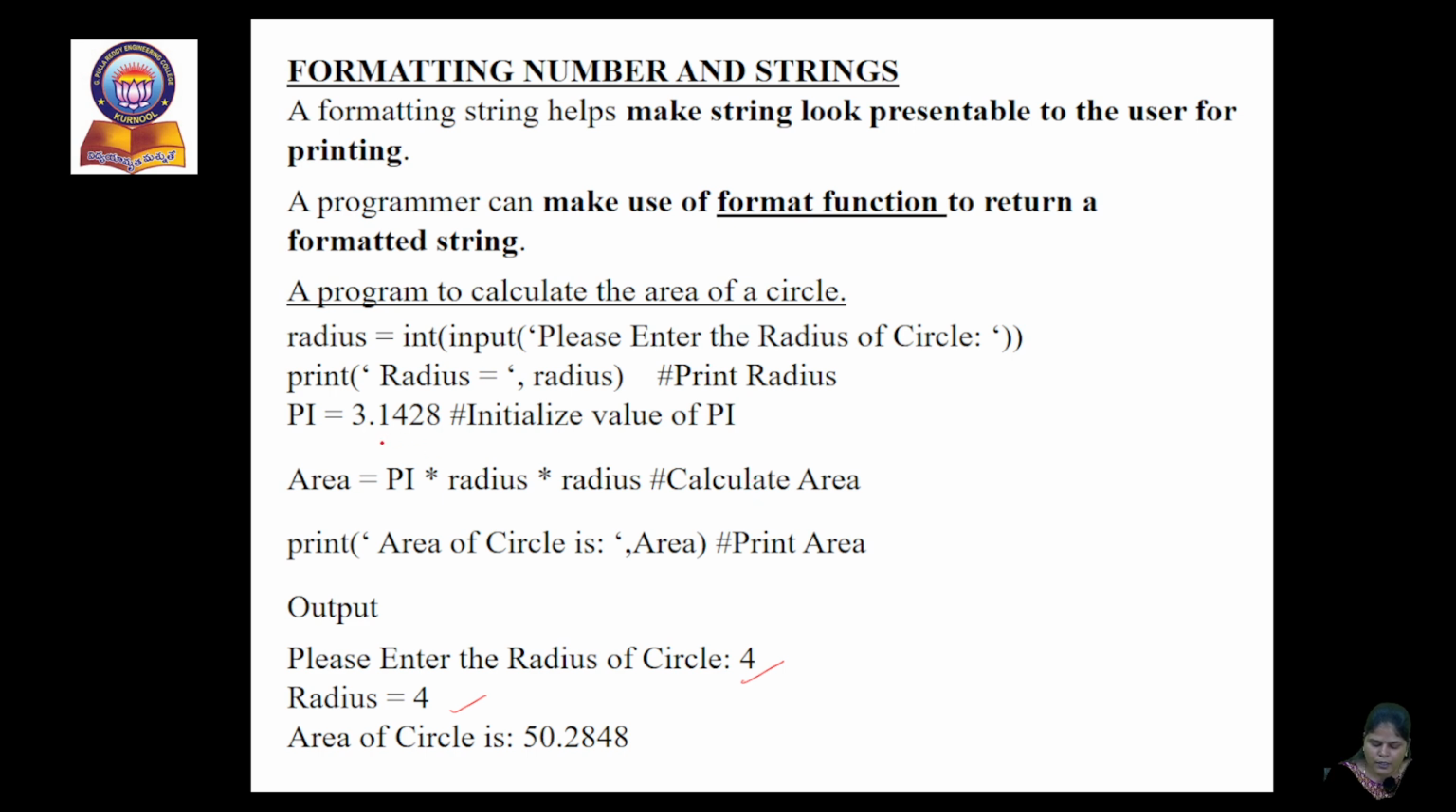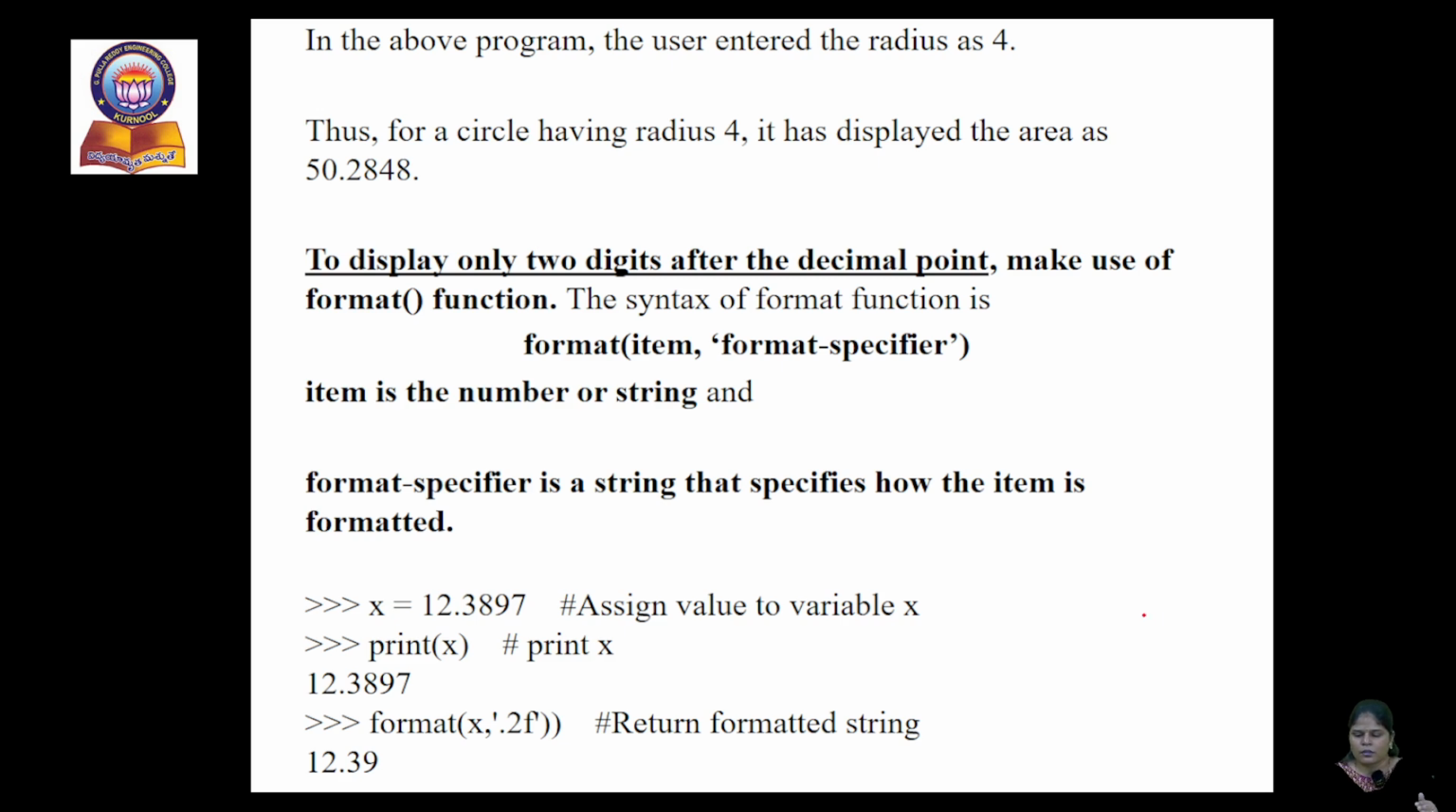So now pi 3.1428 into radius, what is it, 4 into 4. So what value did I get? 50.2848 is the output. So that is being stored in the area. Now if I print the area of circle is, it will print the area of circle is 50.2848 as output, right? So what we need to use is much better formatting.